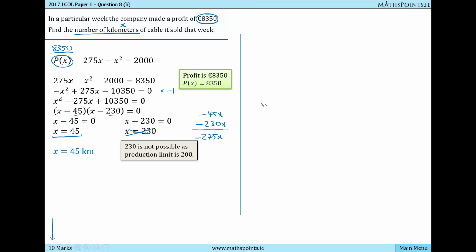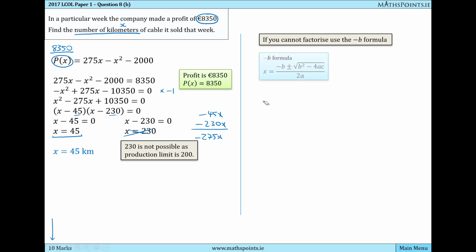We write down the minus b formula, the quadratic formula from the maths tables, which says that x will be equal to minus b plus or minus the square root of b squared minus 4ac all over 2a. So we need to just write down what the values a, b, and c are for this formula. a is the coefficient of the x squared term, so that's the number beside the x squared, which in this case is 1. b is the coefficient of the x term, which in this case is minus 275.